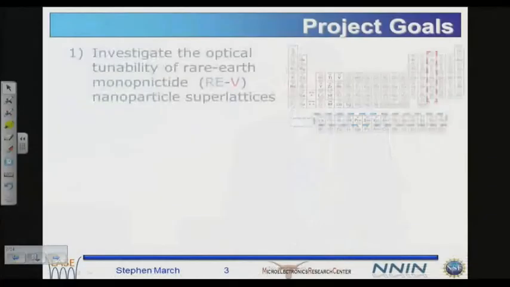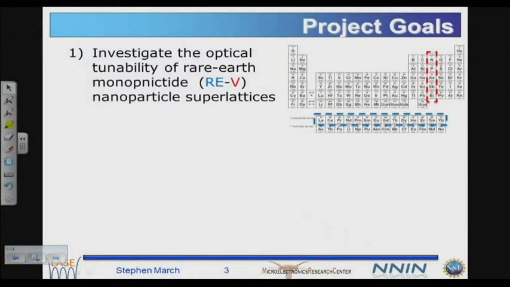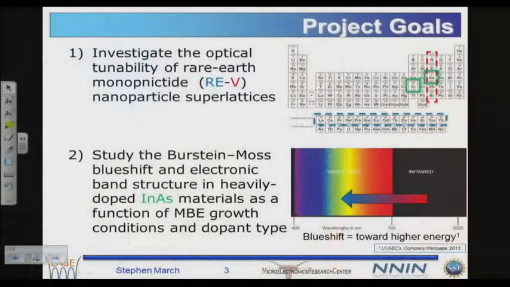The specific project goals are, first, to investigate the optical tunability of rare earth monopnictide nanoparticle superlattices. Sorry, it's a really big mouthful. Here you're dealing with your rare earth materials and your monopnictides, referring to your group 5 elements. The second is to study the Burstein-Moss blue shift and the electronic band structure for heavily doped indium arsenide systems as a function of those different MBE growth techniques and different dopant types.